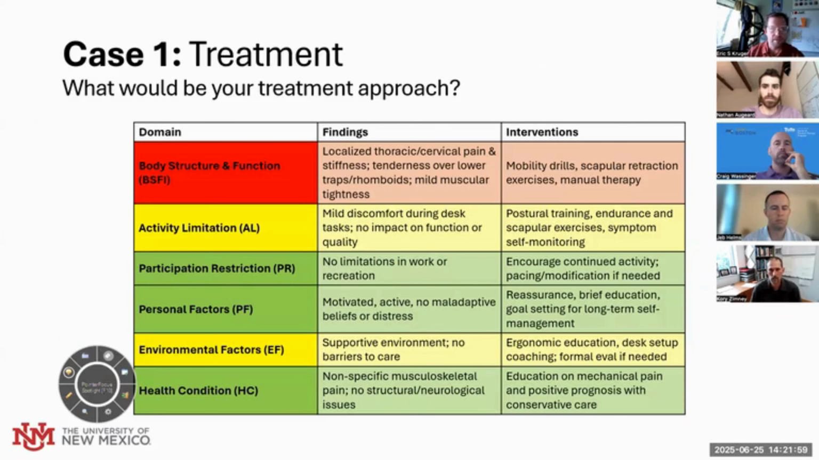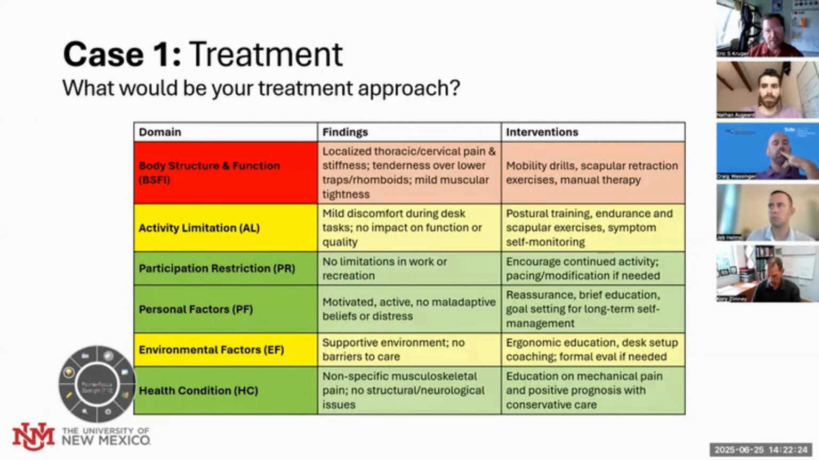In terms of treatment, again, focusing on mobility drills, scapular retraction exercises, manual therapy. We could do some postural retraining, endurance exercises for the activity limitation. And then if we need to, we can move to the desk work setup, ergonomic evaluation, if necessary, as a second order treatment. But green zones we're not going to necessarily address.